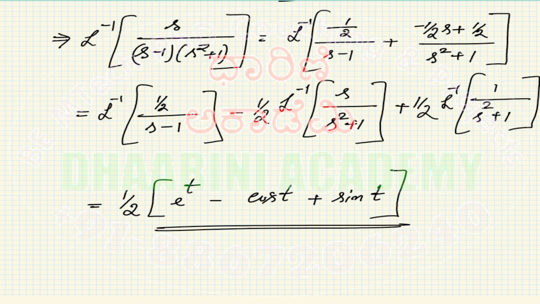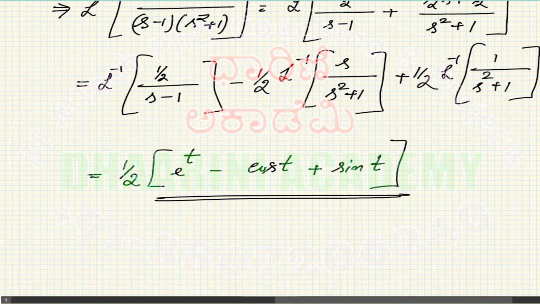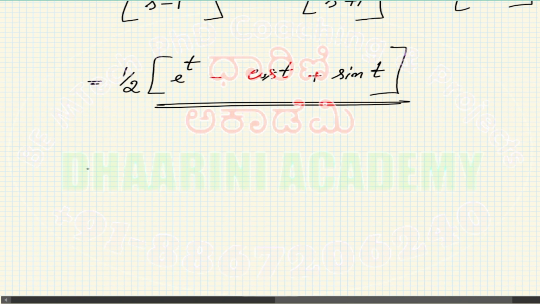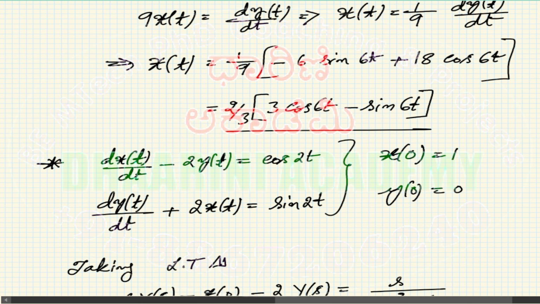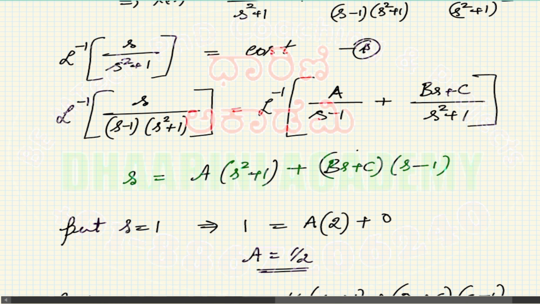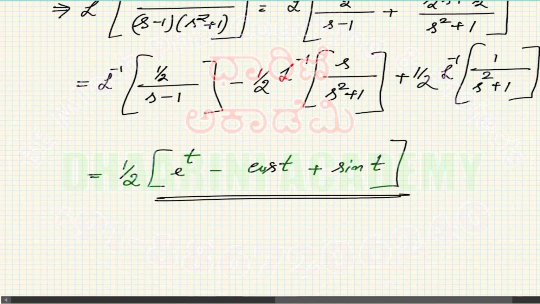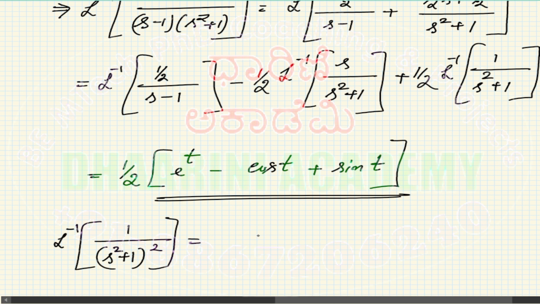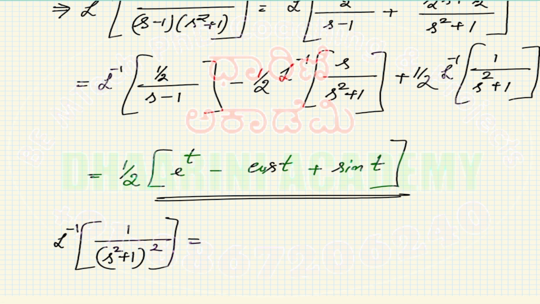And we have another term coming up, right? In the main equation we have a third term to be considered. I think we wrote only the first two terms. The last term is L inverse of 1 by (s square plus 1) the whole square. So do you have any method to find this out? It's actually one of the standard ones.